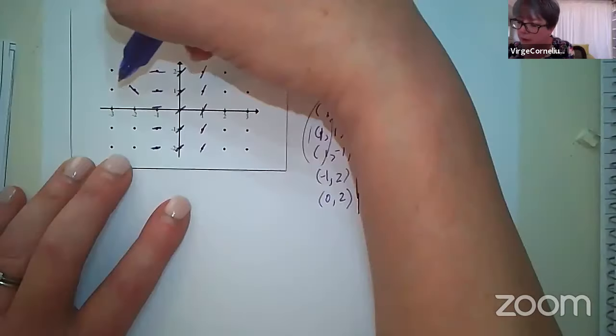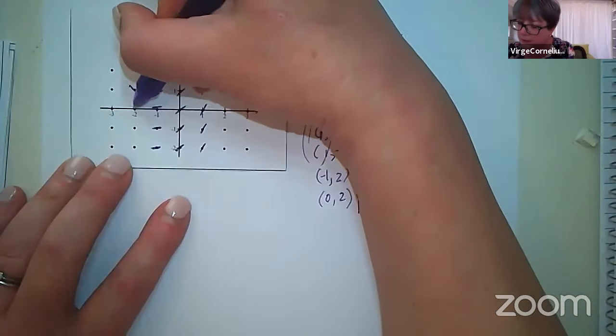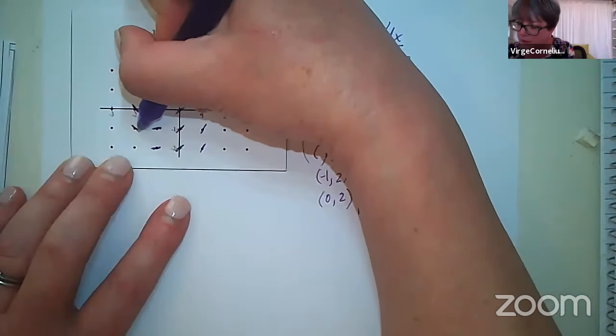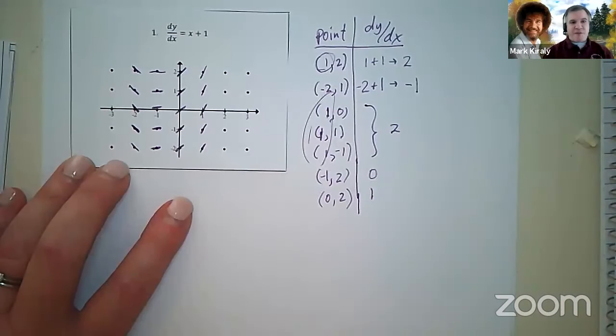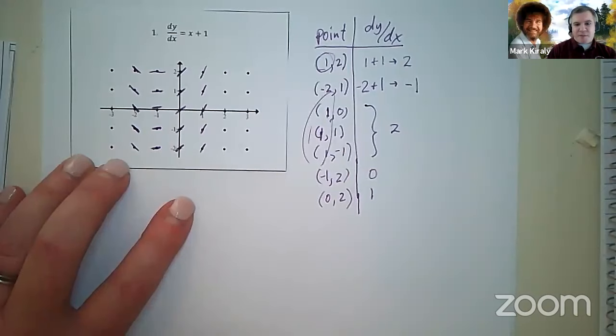And everywhere where x is -2, I can stay with this logic here in terms of my slopes. Virg, you mind if I jump in with just some test observations? Yes, absolutely.